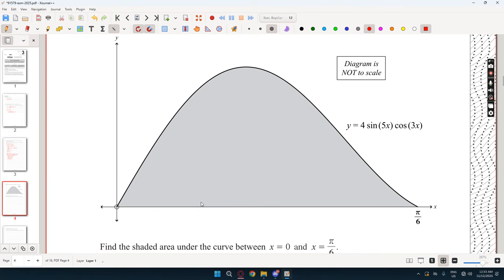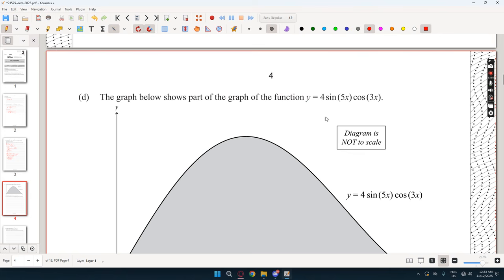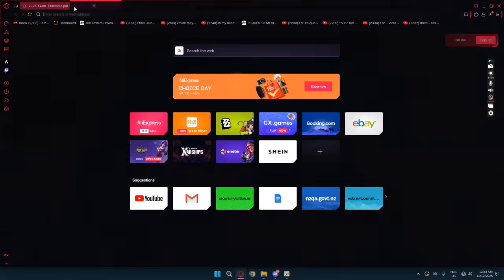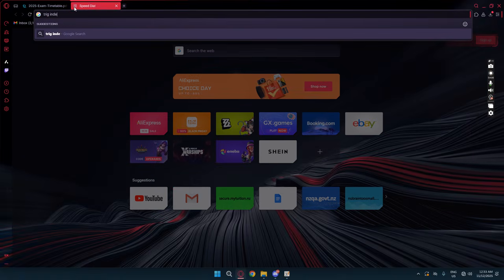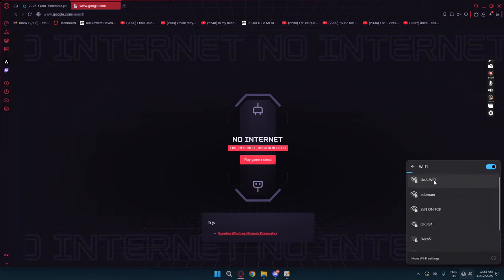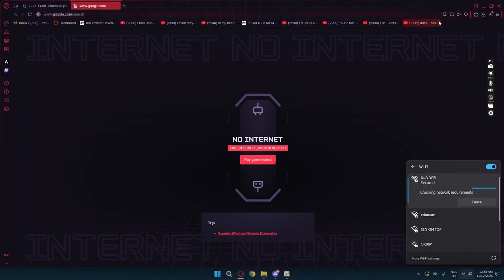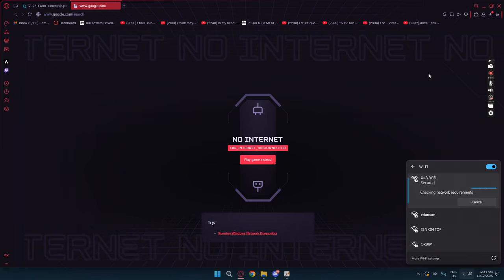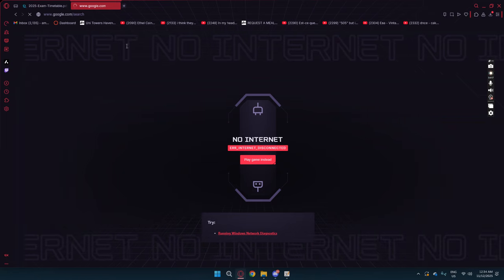x equals 0 and x equals pi on 6. We have to use the trig identity, bro. I don't want to use your trig identity, man. Let's Google it. Trig identity. Oh man, I can't even spell. There's no internet. Oh, for fuck's sake. How am I supposed to get sub-hour with no internet, bro? Come on, load. Let's go.